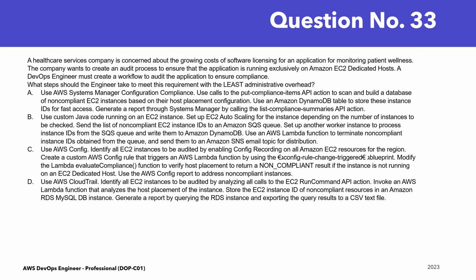D. Use AWS CloudTrail. Identify all EC2 instances to be audited by analyzing all calls to the EC2 RunInstances API action. Invoke an AWS Lambda function that analyzes the host placement of the instance. Store the EC2 instance ID of non-compliant resources in an Amazon RDS MySQL DB instance. Generate a report by querying the RDS instance and exporting the query results to a CSV text file. Correct answer, C.